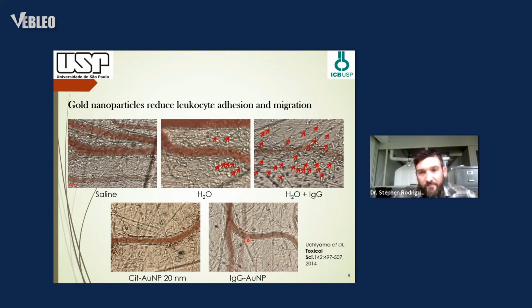And what we observed, these red arrows show where the leukocytes are. You can see that in mice treated with water or water plus IgG, there is a huge increase in leukocytes that migrated through the blood vessel wall. That was not observed in mice treated with citrate gold nanoparticles, where the number of leukocytes that migrated is greatly reduced, as you can see here.